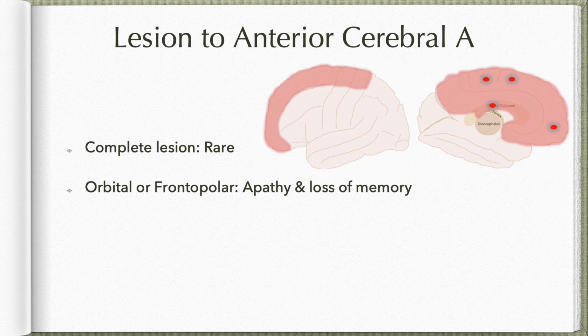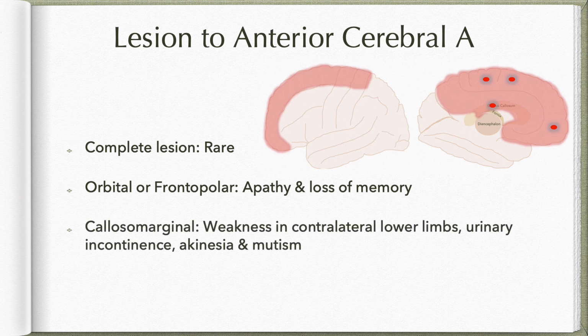If there is a lesion to the orbital branch or frontopolar branch, then there will be apathy and loss of memory because of involvement of the prefrontal cortex. If there is involvement of the callosomarginal branch, that will result in weakness in the contralateral lower limb, urinary incontinence, and akinetic mutism. The weakness in the contralateral limb and urinary incontinence are because of the paracentral lobule. Akinetic mutism will be because of the involvement of the supplementary motor area.